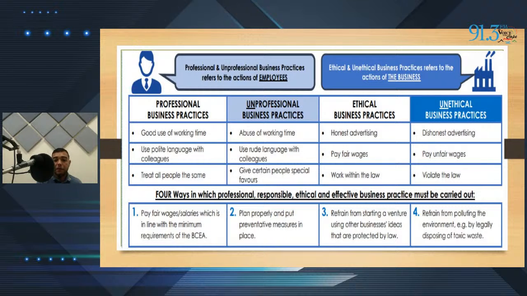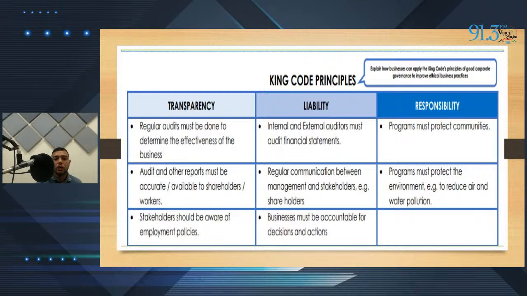Number three, refrain from starting a venture using other business ideas that are protected by law. Number four, refrain from polluting the environment, for example, by legally disposing of toxic waste. So these are the four ways in which responsible, ethical, and effective business practices must be carried out. So we move on to the King Code principles.